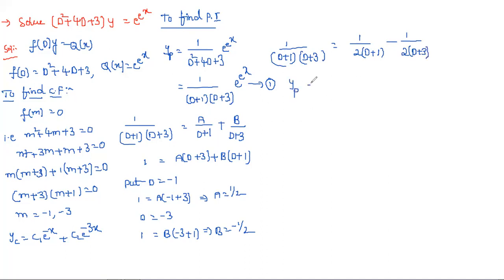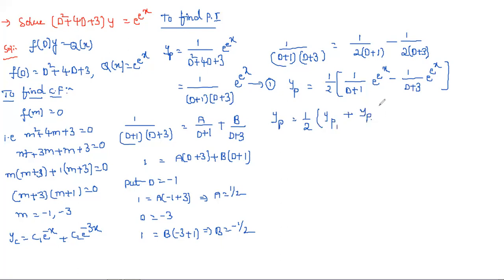So yp equals, with 1/2 as the common factor, 1/2 [1/(D + 1) e^x - 1/(D + 3) e^x]. Let us take the first term as yp1 and the second as yp2, so yp = 1/2 (yp1 - yp2), with the minus sign kept.